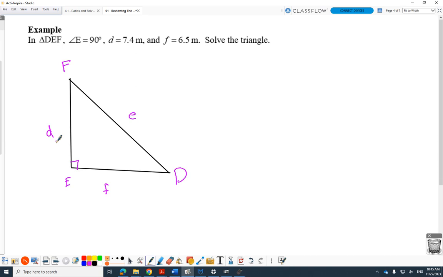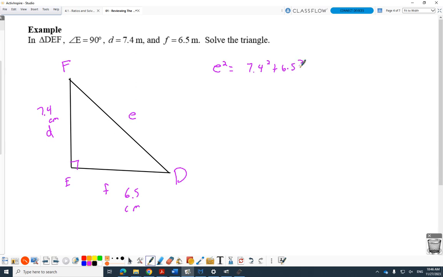That's the 90. D, I'm putting 7.4 over here. And I'm putting F 6.5 down here. Many choices. Would you like to go after a side or an angle first? Side's easier, and I think he's right. This is technically just like a Pythagorean question to get that other side E. So I'm going to go E squared equals 7.4 squared plus 6.5 squared.